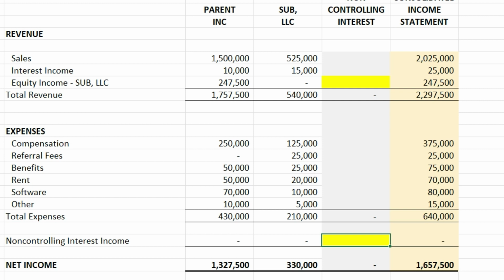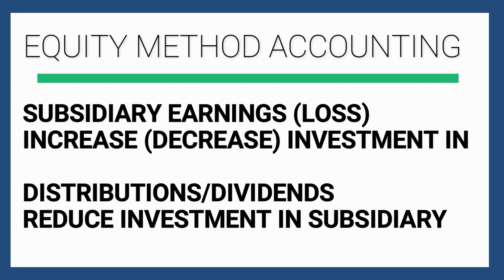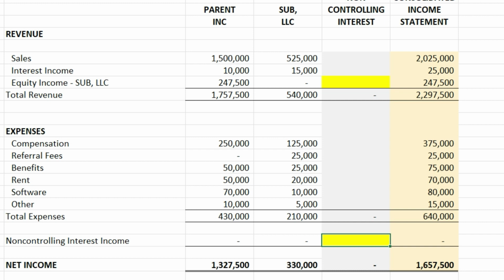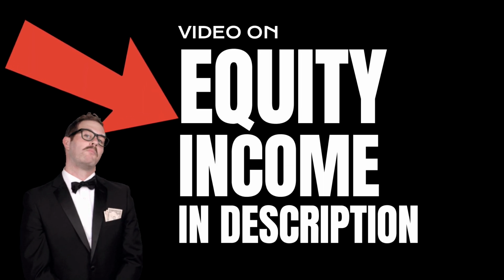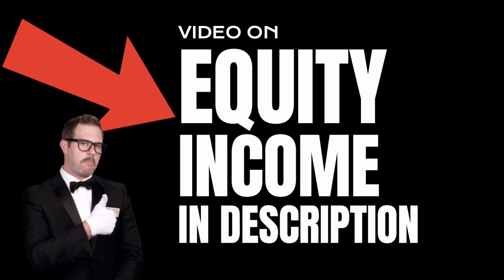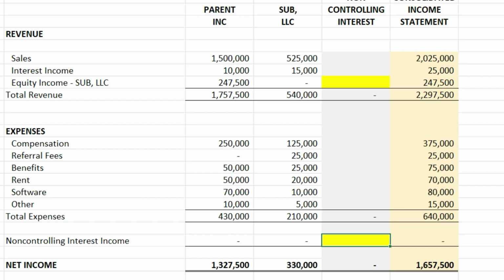If you're not familiar with equity method accounting, for your investment in the subsidiary, you're recognizing your pro rata portion of their net income as equity income or revenue on your books, which then ultimately increases the investment on your balance sheet. The entry, assuming net income is positive, you're going to debit your investment on the balance sheet of the subsidiary, and you're going to credit equity income to recognize your portion of the earnings related to that investment.